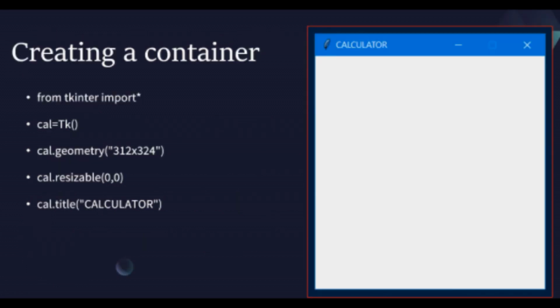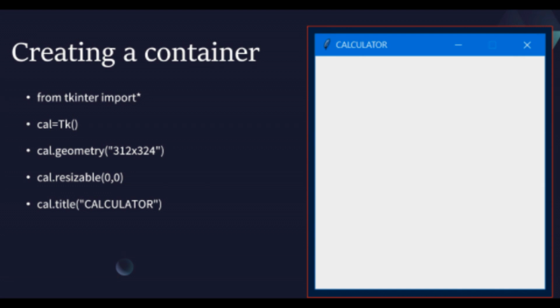So to perform the functions with Tkinter, first you have to import the Tkinter package in Python. Here I just used from Tkinter import asterisk to import the Tkinter function. Then to create the main window, Tkinter offers a method Tk and I assign it to the cal variable. So cal equal to Tk(). Next, I just mention the width and the height of the window using the geometry function. cal.geometry of 312 by 324.